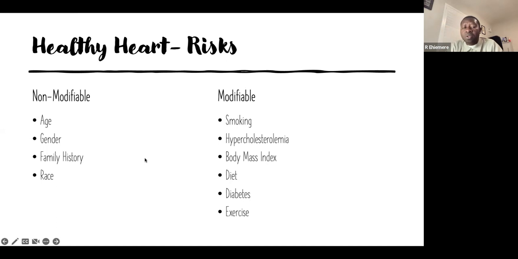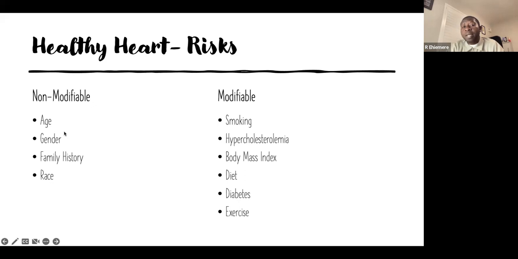These risk factors also play a role in the state of a healthy heart. Sadly, some of them are non-modifiable. And when we say non-modifiable, it means that there's nothing I can do about them. There's nothing you can do about them, except maybe things change in the future, which I don't see happening.